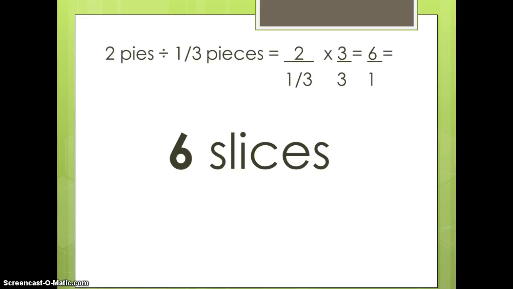Numerically, this can be solved by 2 pies divided by 1/3 pieces, which is equal to 2 over 1/3. You then multiply this by 3 over 3 in order to get 1 for the denominator. In the numerator, 2 times 3 is equal to 6. So you get 6 over 1, which is equal to 6 slices total.